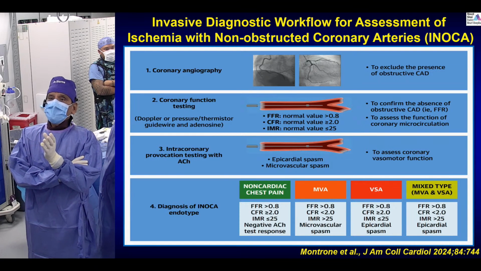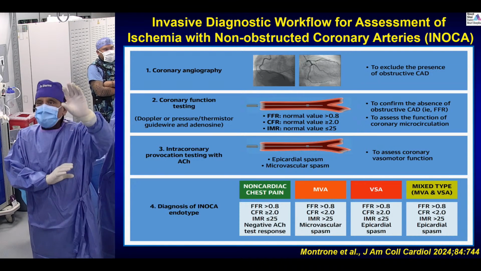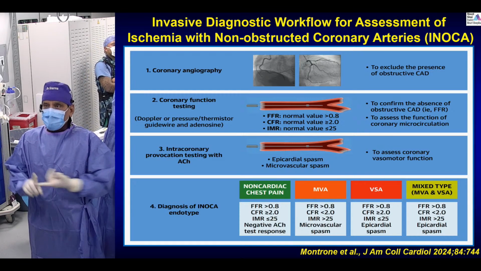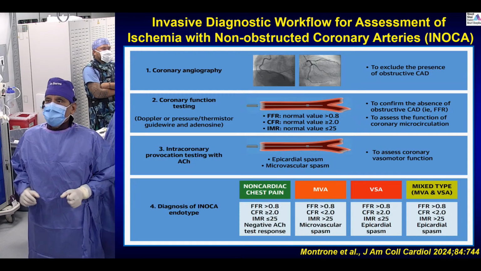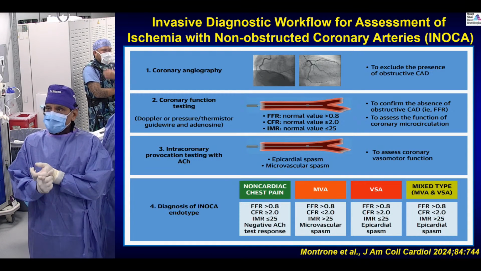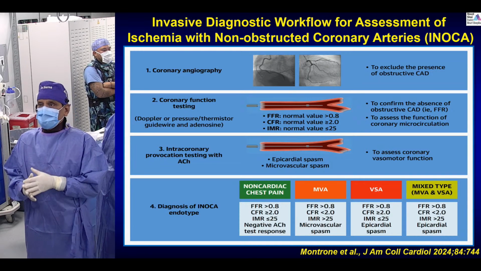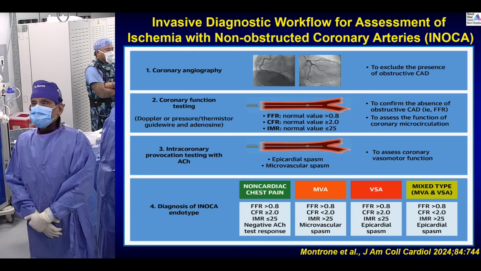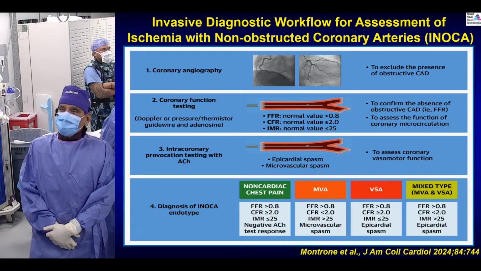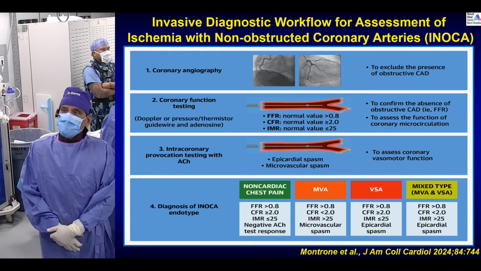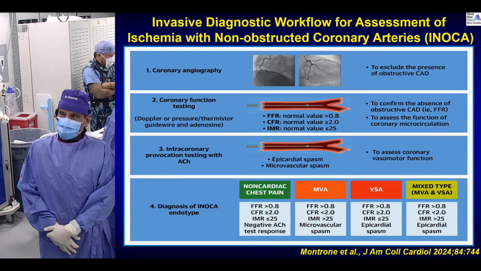So therefore, you could have patients with no epicardial disease, but then you could have non-cardiac chest pain because all the tests are normal. Or you have microvascular angina or vasospastic angina or a mixed one, based on what you have with FFR and CFR. So microvascular angina will be when your CFR is less than 2 and your IMR is more than 25.